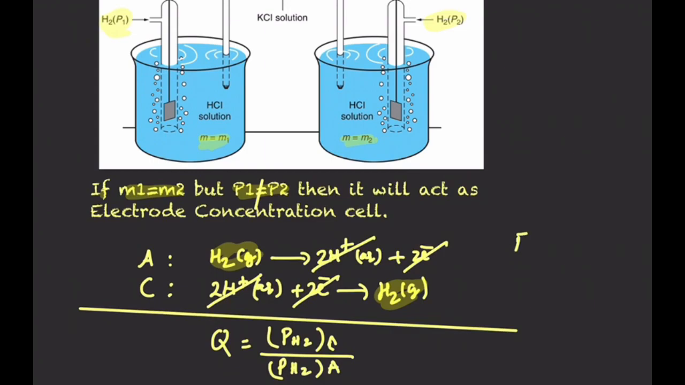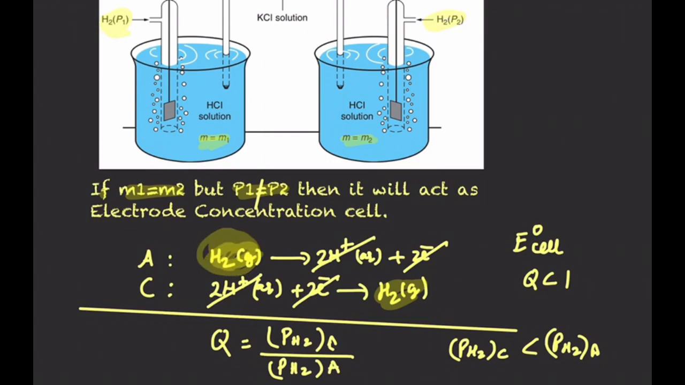Since E naught of this cell is equal to 0, we know that if the reaction quotient is less than 1, this galvanic cell will be spontaneous. So we can say that if the pressure of hydrogen gas in the cathodic compartment is less than the pressure of hydrogen gas in the anodic compartment, then this cell will be spontaneous. When this cell works, since hydrogen gas is consumed in the anodic compartment, the pressure of hydrogen gas will decrease with time, and in the cathodic compartment the pressure of hydrogen gas will increase with time.